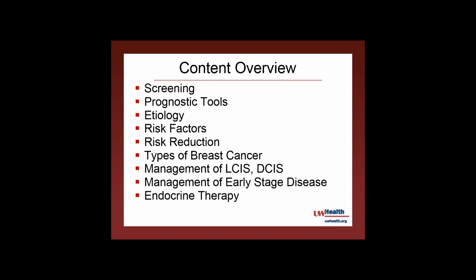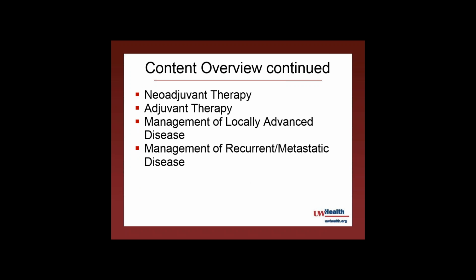So this is the content that I'm going to go through in an hour. I'm going to go through screening, prognostic tools, etiology, risk factors, risk reduction, the types of breast cancer, management of the lower stages of disease or risk factors for breast cancer. That's lobular carcinoma in situ and ductal carcinoma in situ. Management of early stage disease. I have several slides on endocrine therapy because it's important in this disease. Neoadjuvant therapy, adjuvant therapy, management of locally advanced disease, and management of metastatic and recurrent disease. And I have a couple of slides about specific drugs as well. So I've got, I think, 60-some slides. I can go through these quickly, I promise.